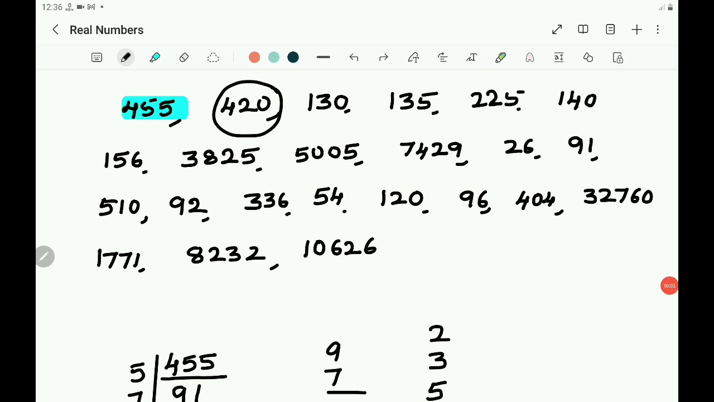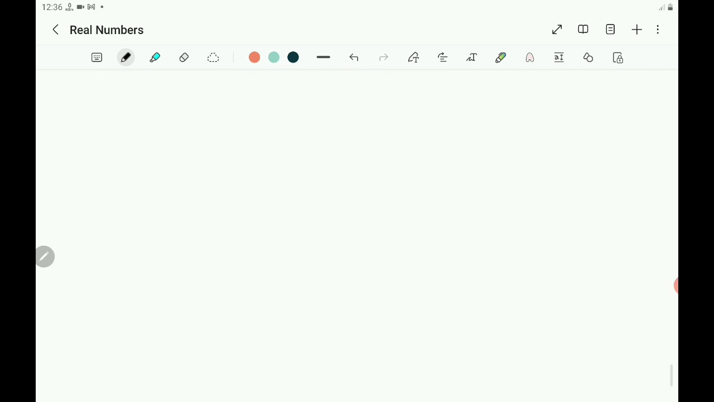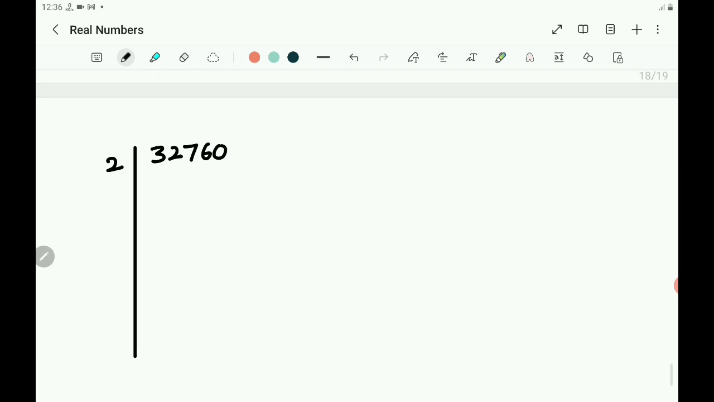Now let us take a bigger number, 32,760. So you take the number 32,760. Now the first prime number is 2. Try to divide it by 2. Here 0 is in the unit place. So you can conclude 2 is a factor of 32,760, meaning 32,760 is divisible by 2. Then you write 2 and divide.